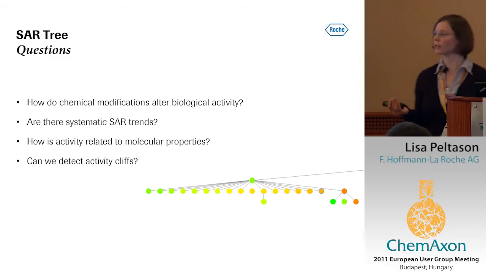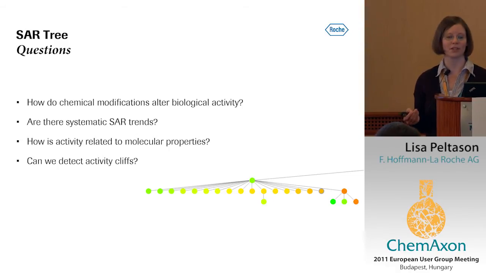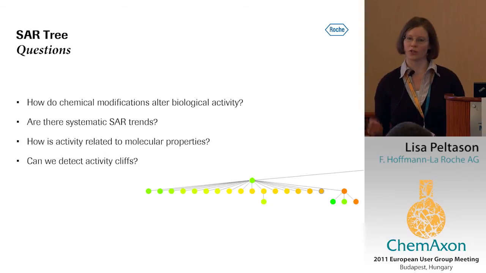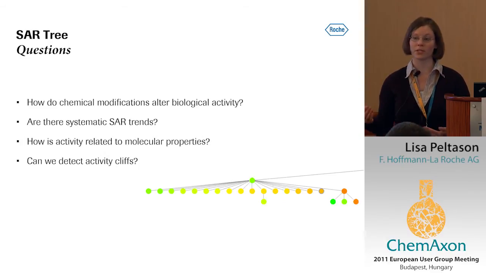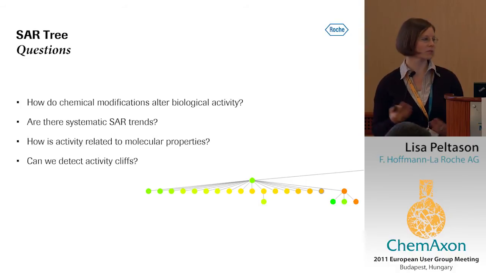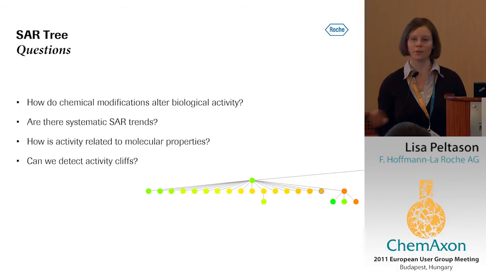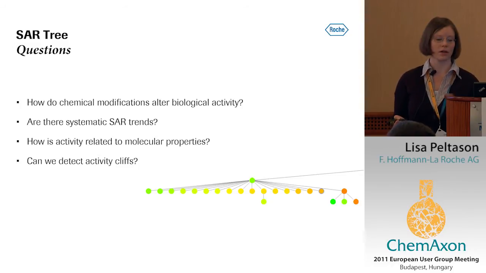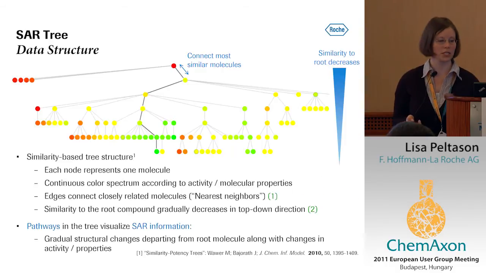These questions include, of course, how do chemical modifications alter the biological activity of active molecules? Are there any trends in the SAR, and can we make them visible in the tool? How is biological activity related to other molecular properties that are relevant in any project? And finally, can we detect activity cliffs, which might be very similar compounds having a substantially different biological activity? These are the basic questions that we're trying to address.